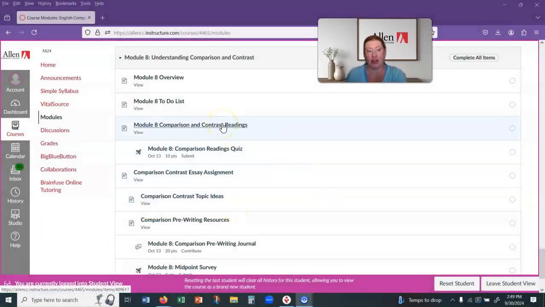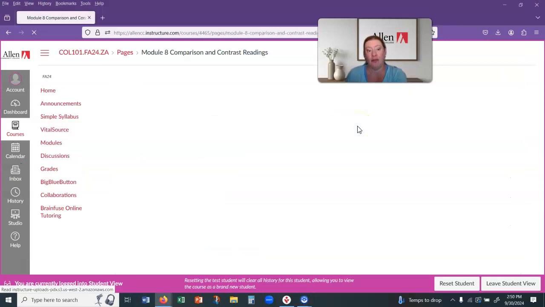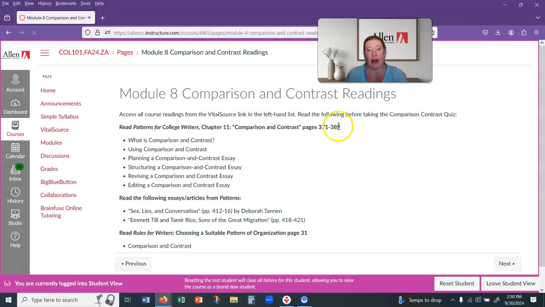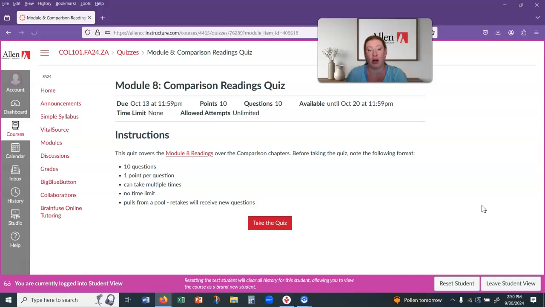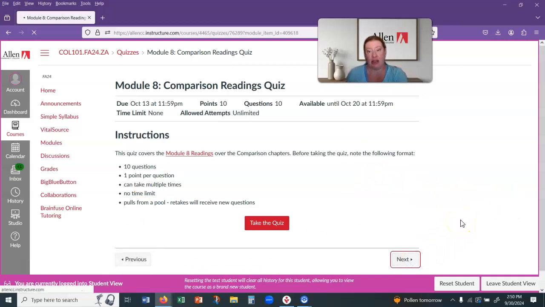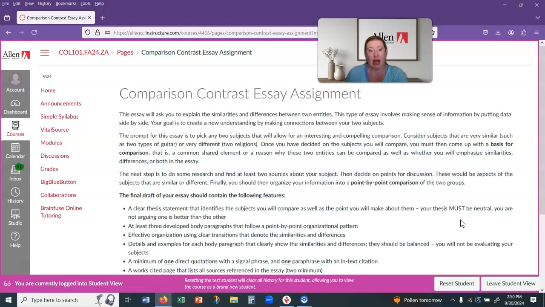So the first thing you're going to do is learn more about comparison contrast. We've got the readings here for you to complete through the Patterns textbook, and we have a few examples that you can read as well. Then you'll take the quiz, which is just like we've done before. The quiz goes over the readings, and you can take it as many times as you want to. Then we get to the essay assignment itself.